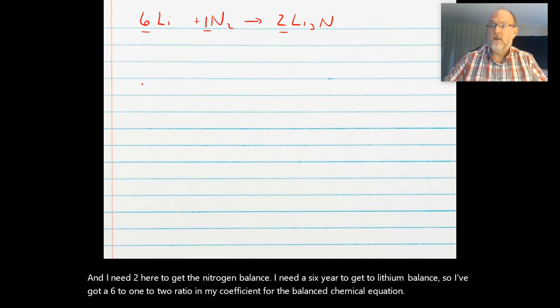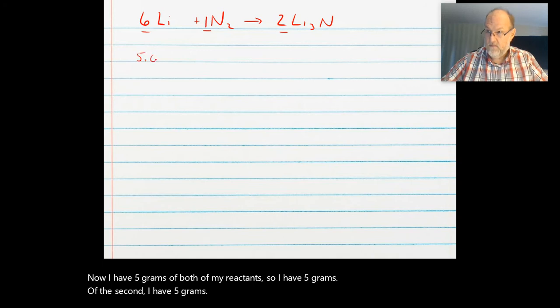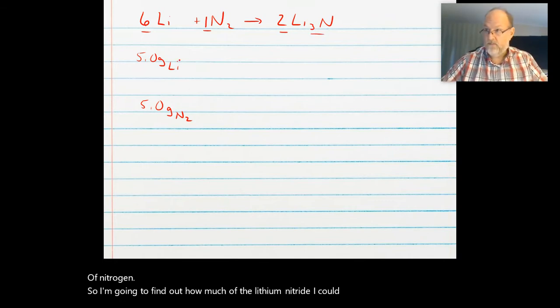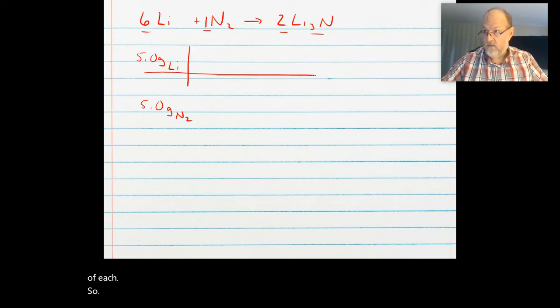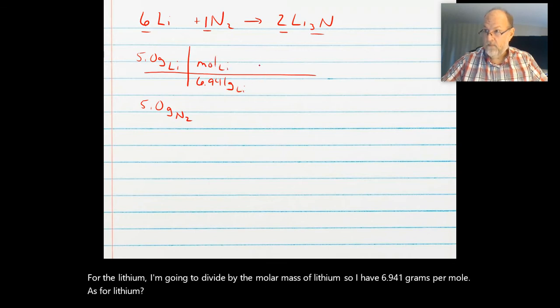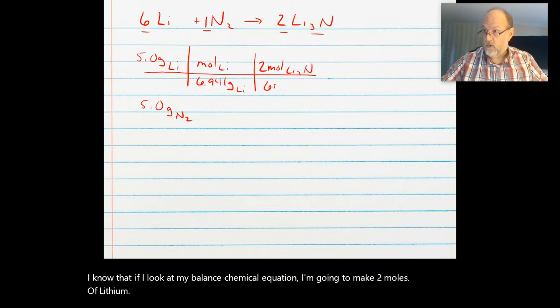Now I have 5 grams of both of my reactants. So I have 5 grams of lithium, and I have 5 grams of nitrogen. So I'm going to find out how much of the lithium nitride I could make, starting with 5 grams of each. So for the lithium, I'm going to divide by the molar mass of lithium. So I have 6.941 grams per mole. That's for lithium. I know that if I look at my balanced chemical equation, I'm going to make 2 moles of lithium nitride for every 6 moles of lithium.